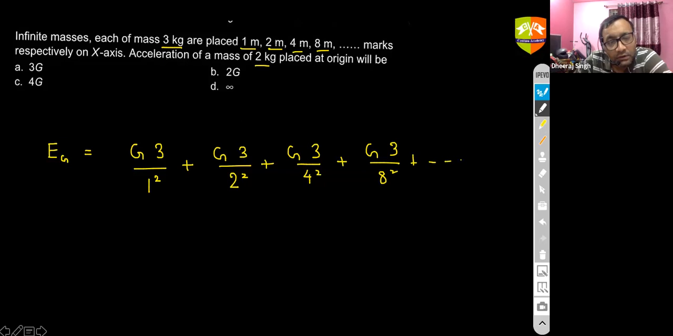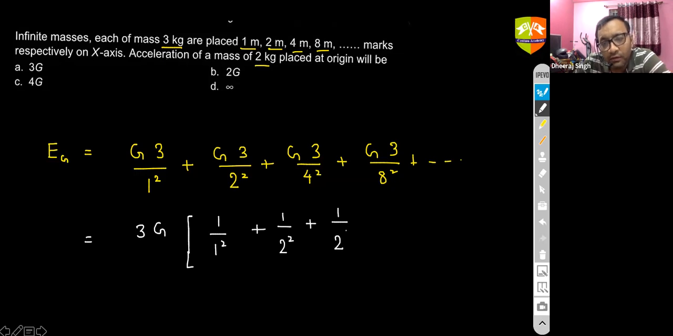Right, so this will be 3G times (one by one square plus one by two square, and so on). What does this become? This is 2^4, this is 2^6, and so on. This you can say 2^0. It is an infinite GP, so you can add it up. The sum is A divided by 1 minus R.